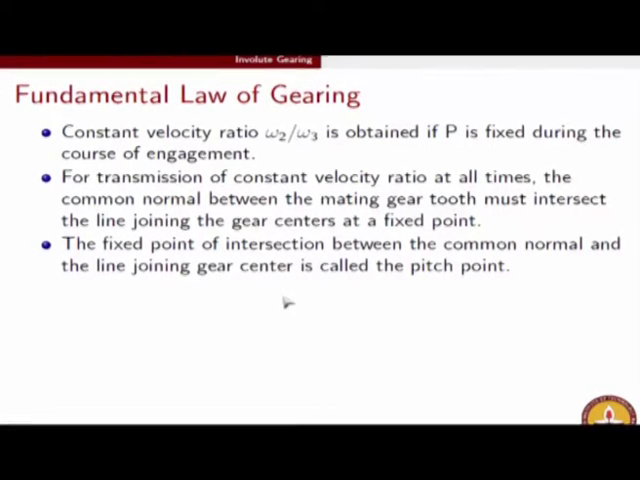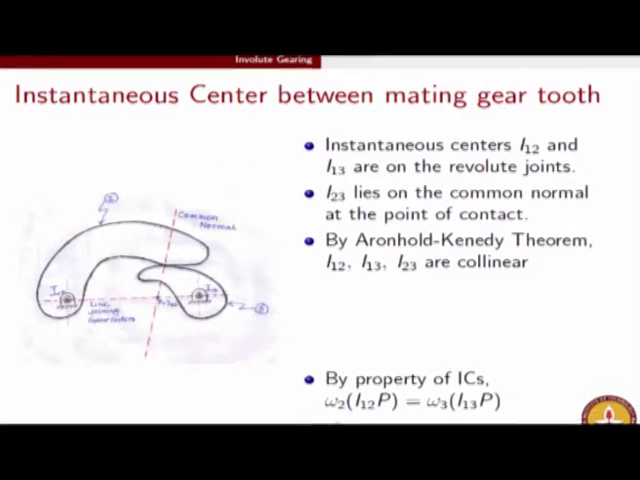So, we must have a fixed point of intersection between the common normal and the line joining the gear centers, and this is also called the pitch point. Remember, in the last class we had defined the pitch point as the point where the two pitch circles are tangent. If we replace this motion transfer with the friction disk problem, then for the friction disk problem, again omega 2 by omega 3 is given as R3 by R2, which is to say that the angular speed is inversely proportional to the radius, and the radius is exactly the distance between the shaft center and the point of tangency, which is P.